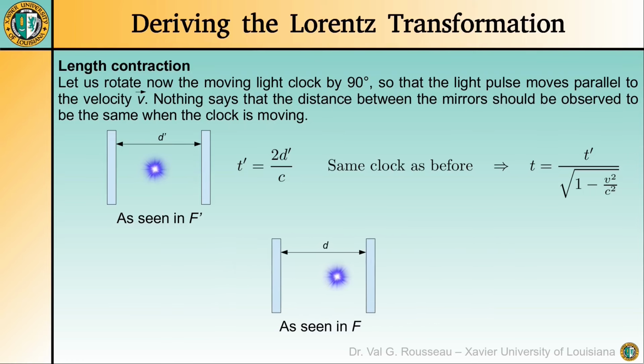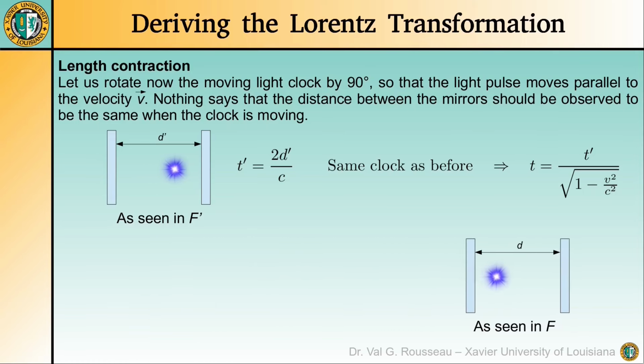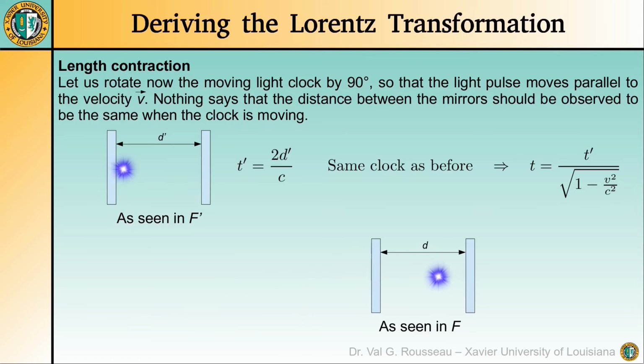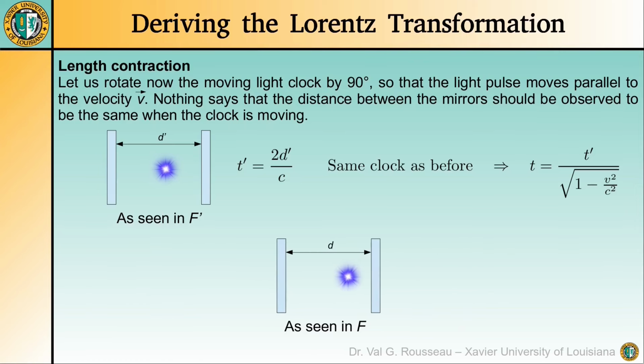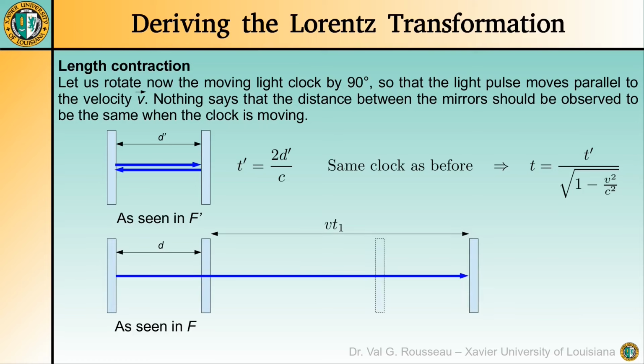Here we can see that the pulse in the moving clock is having a hard time to reach the front mirror, but when it is reflected, it reaches the back mirror very fast. So let us decompose the path followed by the pulse. We have the stage where the pulse propagates from the back mirror to the front mirror. Let us call t1 the time that it takes, as seen from F. During that time, the front mirror moved by a distance equal to vt1.